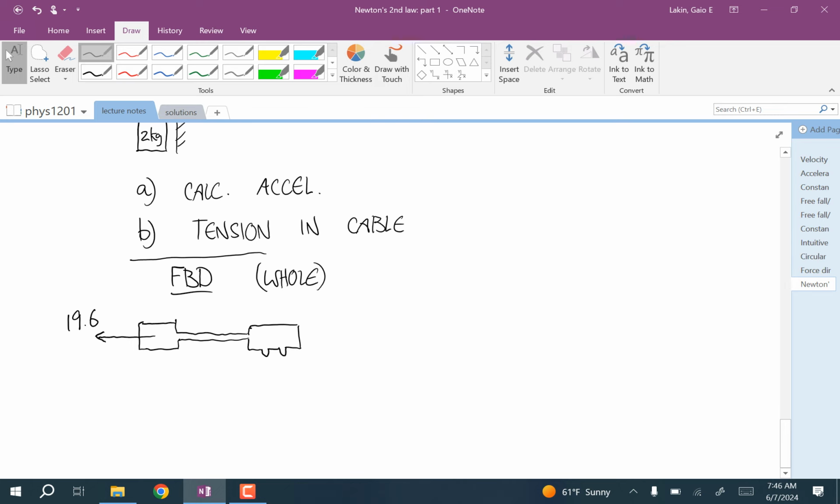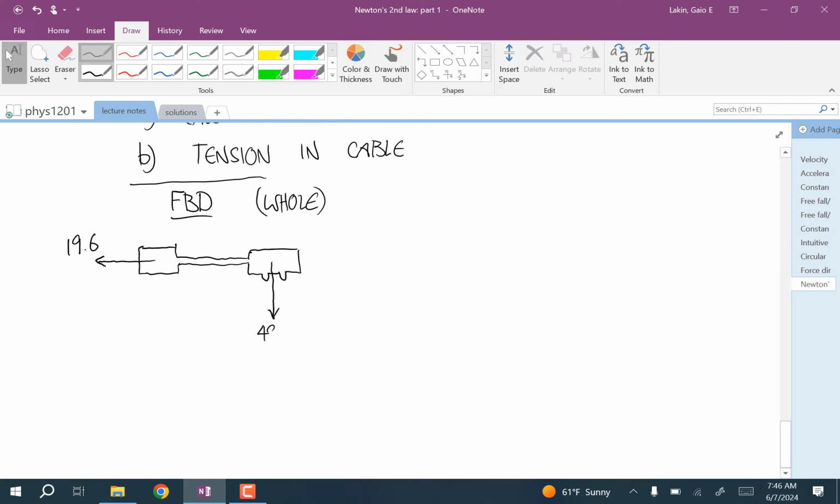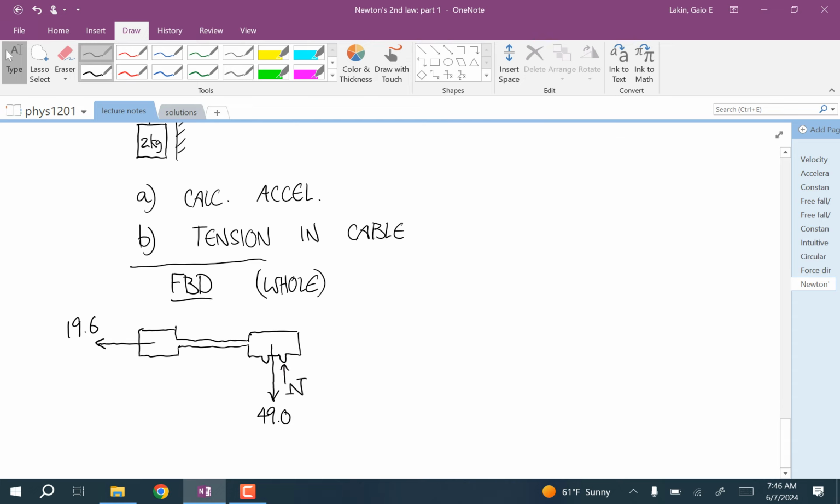And then on this body, we have a weight down. That's 49 newtons. And we have a pushing force from the ground. I'll call that N. And now that's everything. The one thing we are ignoring is that the pulley is applying a pushing force to the cable. But we're just ignoring that completely and just knowing that all a pulley does is change the direction of the cable forces and the direction of the motion of this system. So this is the way we're going to treat that.